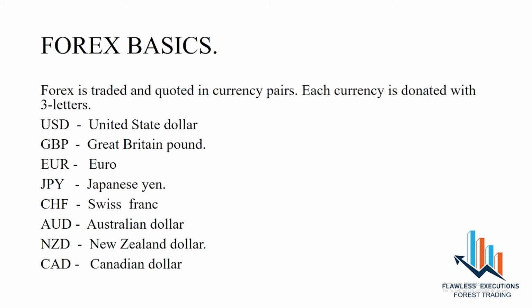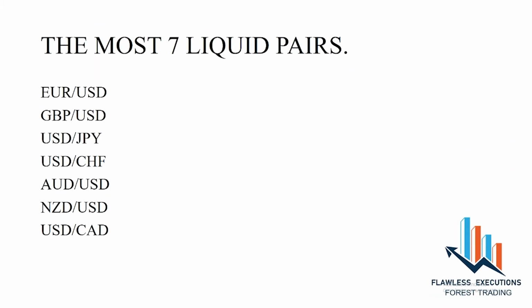And also we have the seven most liquid pairs. When we say something is liquid in the forex market, we mean that there are a lot of participants and it is easy for you to enter and exit at any given point as you wish. Any moment you wish to enter the market, you just jump in, and any moment you wish to get out, you just move out, compared to other pairs.